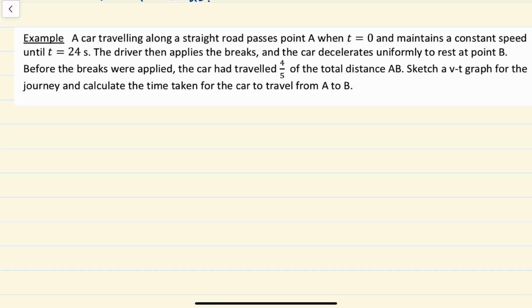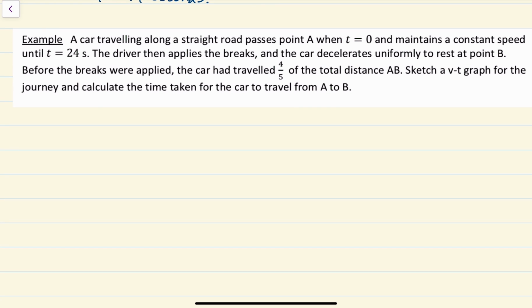It says here, a car travelling along a straight road passes point A when t is equal to 0, so that means at the start it passes point A and maintains a constant speed until t is equal to 24. The driver then applies the brakes. Let me just correct that. Right, the brakes, spell brakes the correct way. He applies the brakes and the car decelerates uniformly to rest at point B. Before the brakes were applied, the car had travelled 4/5 of the total distance.